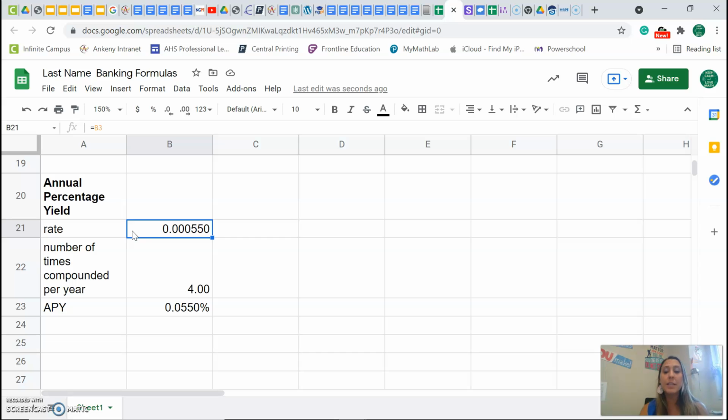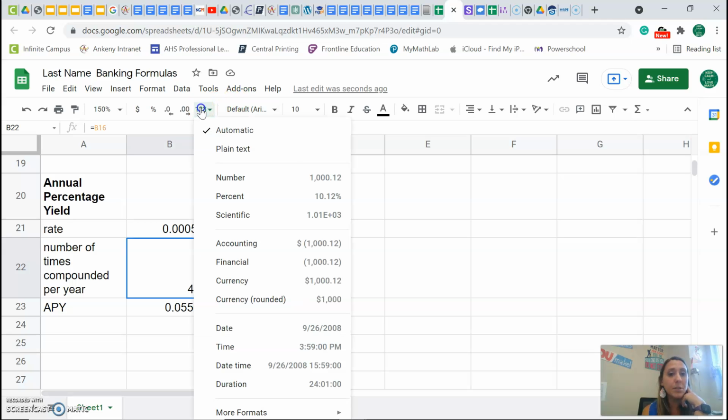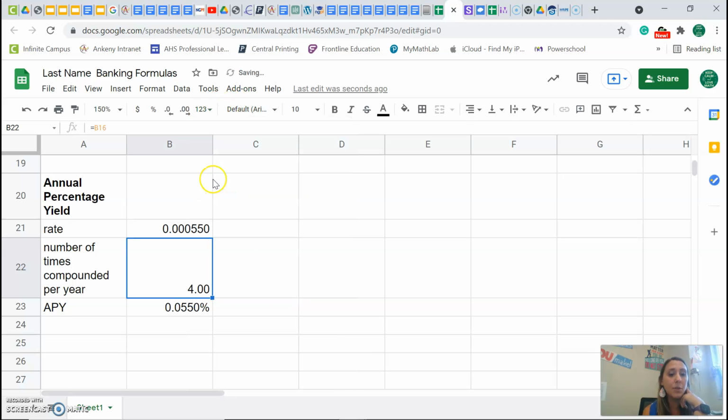So for our rate, we need to type in B21, do the equal sign, and then capital B, 3, and that gives us our rate from above. So that's not going to change. The number of times compounded is going to be equal to B16, which we got from above. I have it zoomed in so you can see it better. We want to make sure that this is formatted as a number, so I said more formats, and I want to do a number.